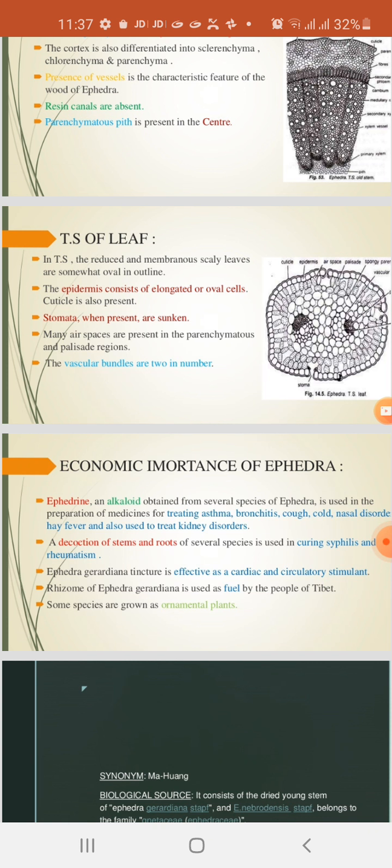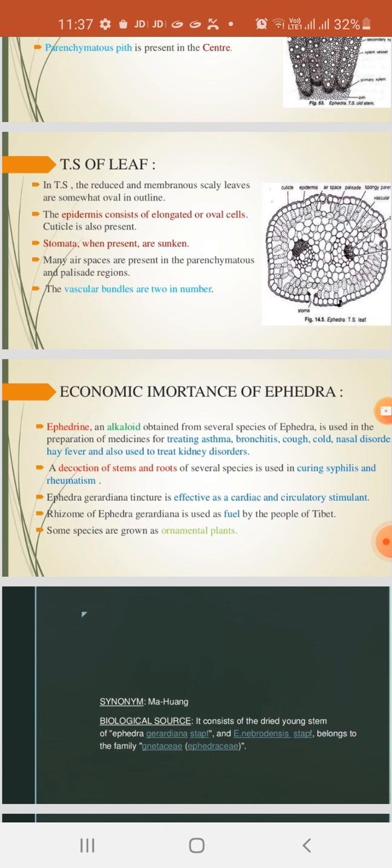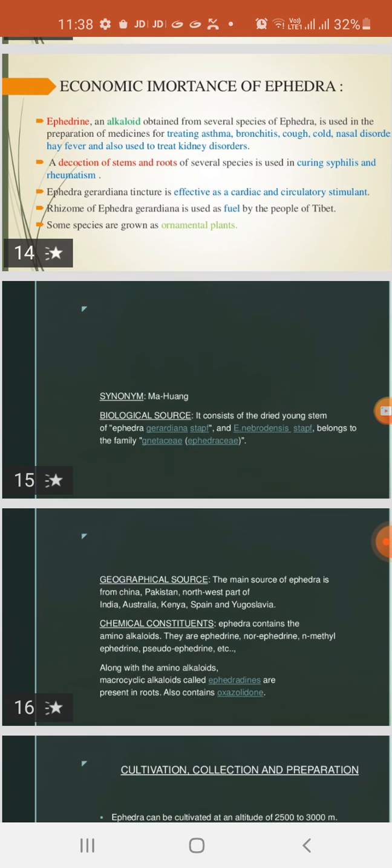It is used in asthma, bronchitis, cough, cold and nasal disorders, hay fever, and in kidney disorders. There is a decoction that is used in syphilis and rheumatism, and the epidermis is used as a cardiac and circulatory stimulant, and some species are grown as an ornamental plant.